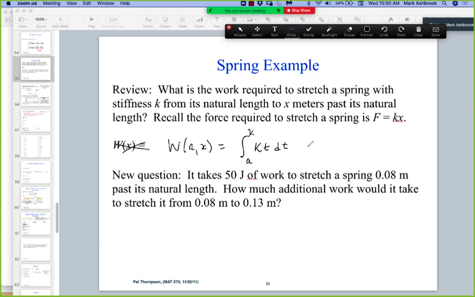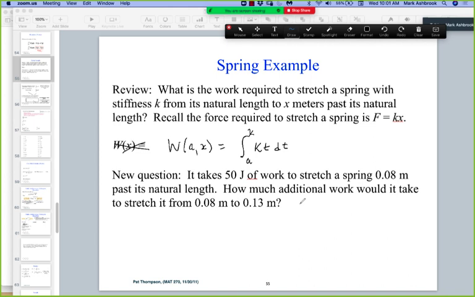That's why we need to have an integral accumulation function. As soon as you stretch it a little bit further, you're requiring more force to do that, and more force. Okay, so here's a question. It takes 50 joules of work to stretch the spring 0.08 meters past its natural length. How much additional work would it take to stretch it from 0.08 to 0.13 meters?